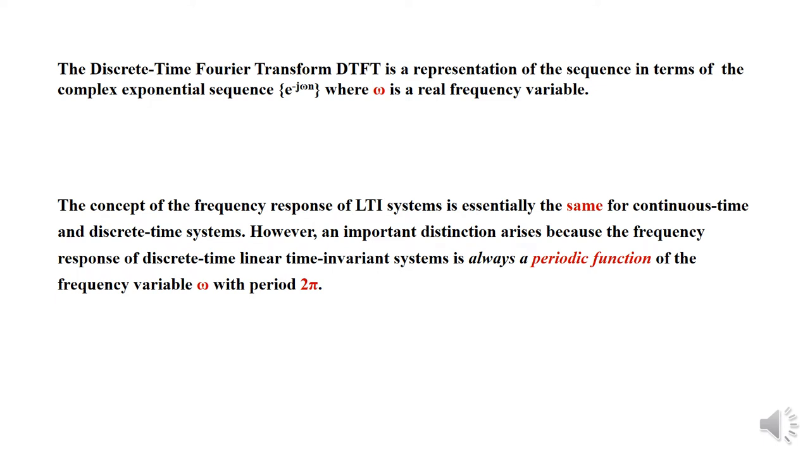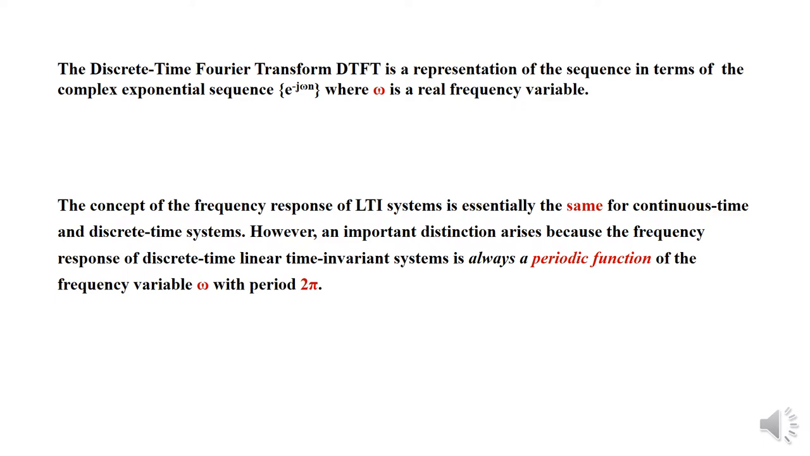Discrete time Fourier transform, DTFT, is the representation of a sequence in terms of complex exponential sequences. Complex exponential means e to the power minus j omega n, where omega is a real frequency variable, right? So actually this DTFT is essentially the same as for the continuous time system, but here there are a few different things, right? Because I have told you, in order to deal with discrete time you have to forget about continuous time.